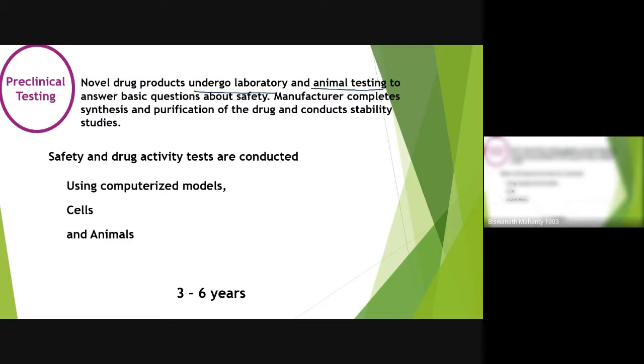You can have mice, you can have guinea pig, or many more, depending on what route you are going to administer, what effect you are looking for from a drug in systemic circulation, and how it is going to affect the individual. Those queries may be there. So we are also going to use some computerized models. We will also look at cells, maybe in an animal tissue culture lab.